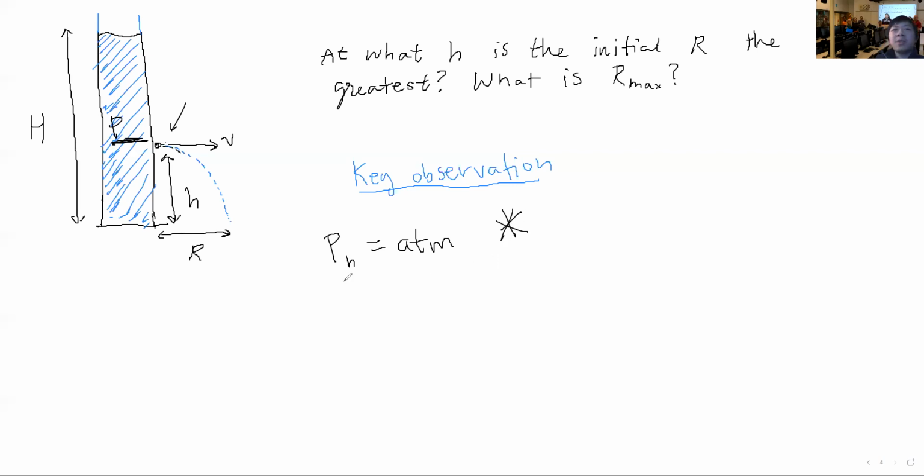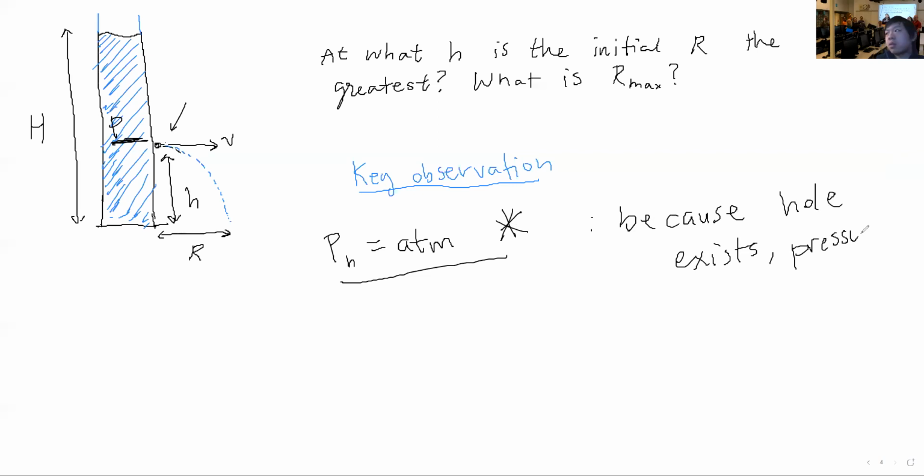But this is the key observation that we want to have, right? And this is because a hole exists, so pressure equalizes. Okay. So from here, we can just write out the Bernoulli equation.